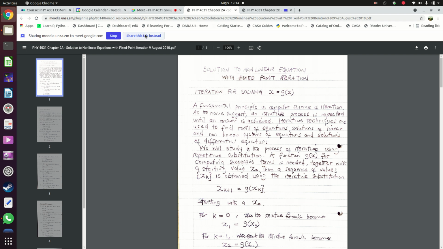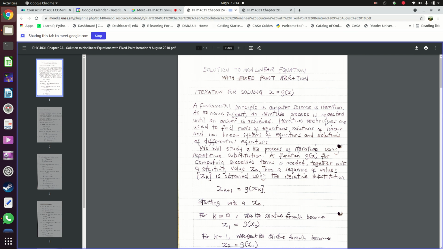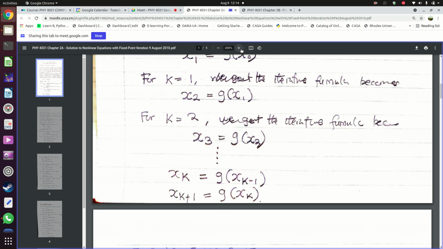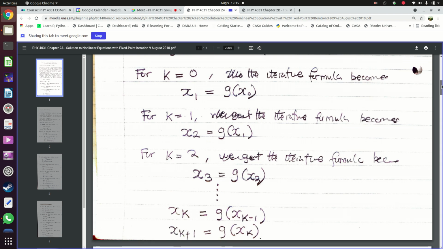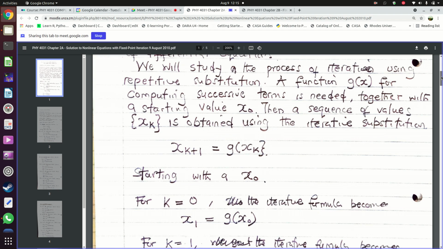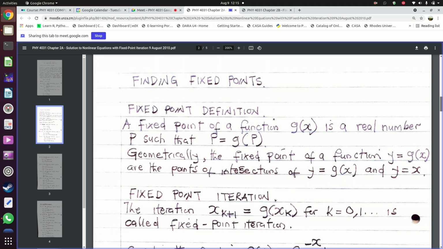okay, I'll share this tab for a bit. Where is here?